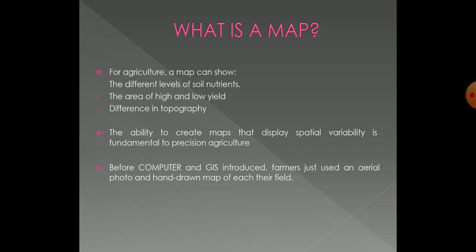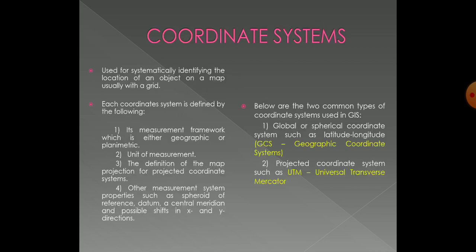In this topic we are going to learn about the coordinate system. We are going to learn about two types of coordinate system, which is GCS and UTM, and then we also have projection, datum, scale, and types of thematic maps. So let's go to coordinate system. As I mentioned earlier, there are a lot of coordinate systems, but the most common use for GIS is GCS, Geographic Coordinate System, and also UTM, Universal Transverse Mercator.